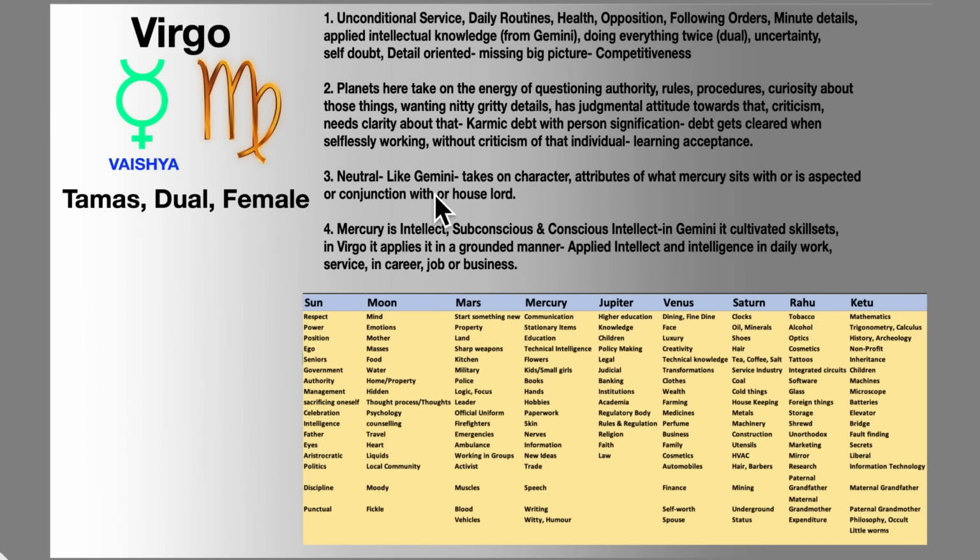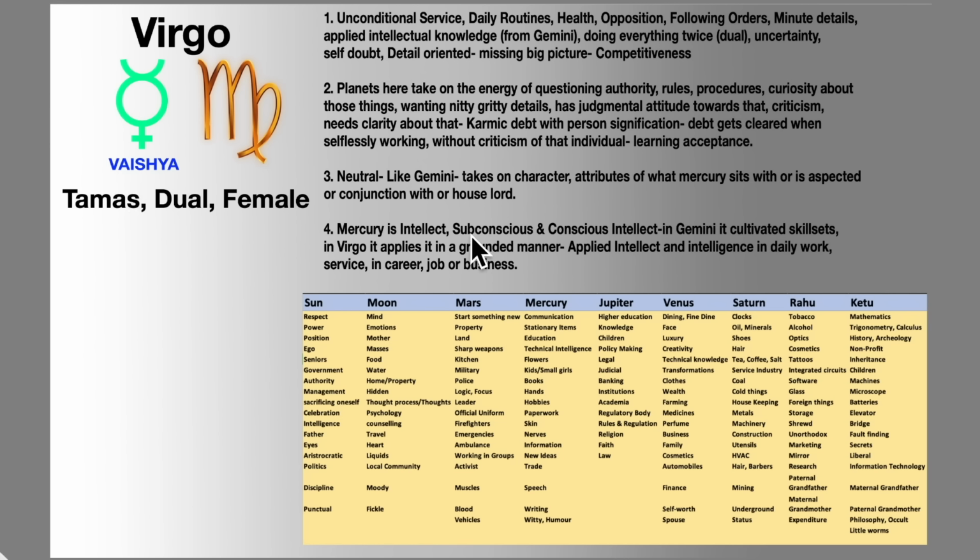It is neutral like Gemini. It takes on the character and attributes of whatever Mercury sits with. So if your Mercury, the lord of Virgo, not sixth house necessarily, but lord of Virgo, is neutral, if it is sitting with things like Jupiter, Venus, Moon, which are naturally benefic, it will tend to take on those qualities. If it is sitting with Saturn, Mars, Rahu, and Ketu, well, it will take on a nasty nature.